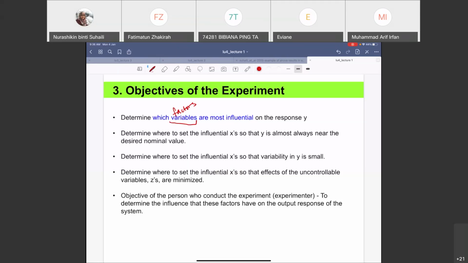Whenever we do any experiment, let's say we have more than one factor. So we have three factors, let's say three factors.